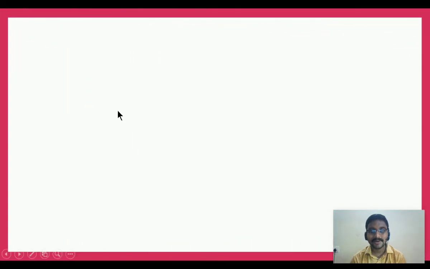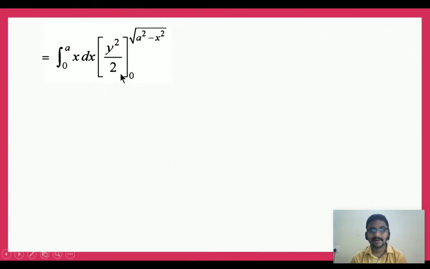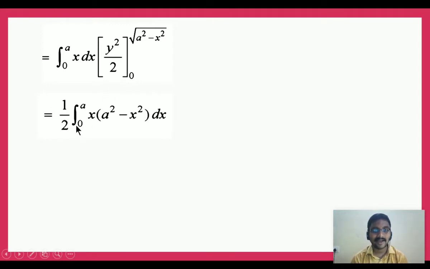The integral of y is y square by 2, substituting the upper limit as root of a square minus x square and the lower limit as 0. So that is x into root of a square minus x square whole square, where the square and root get cancelled. That is a square minus x square. 0 square by 2 is 0. Half is constant, just take it out. Now multiplying with x, we will have a square x minus x cube.